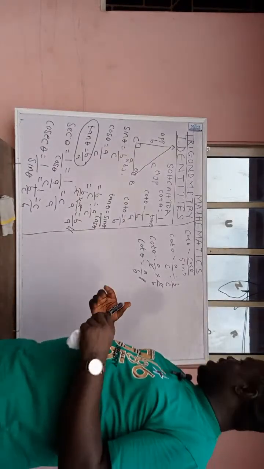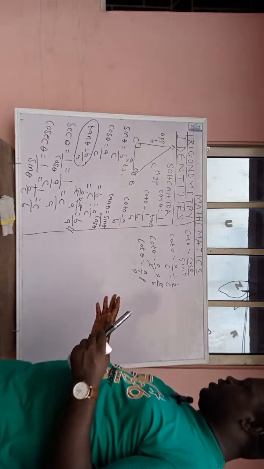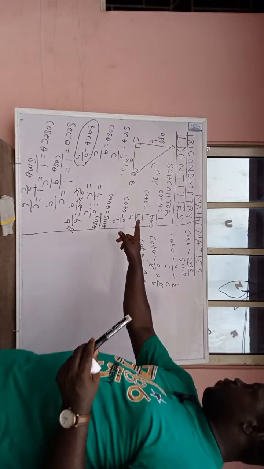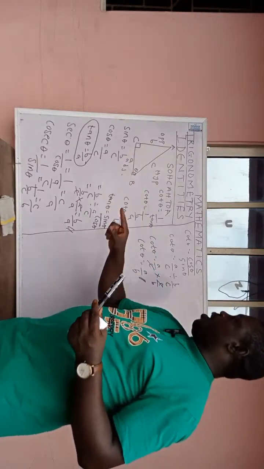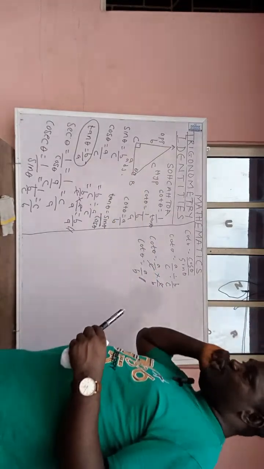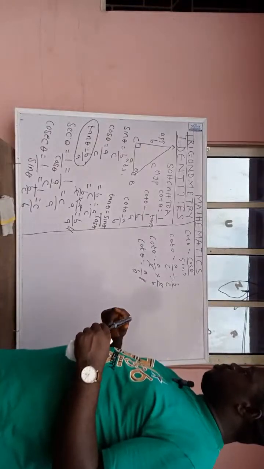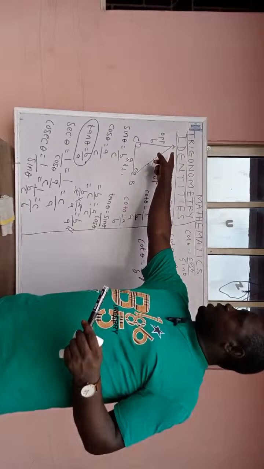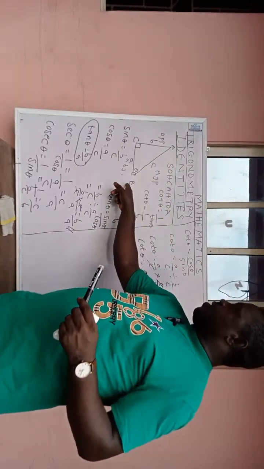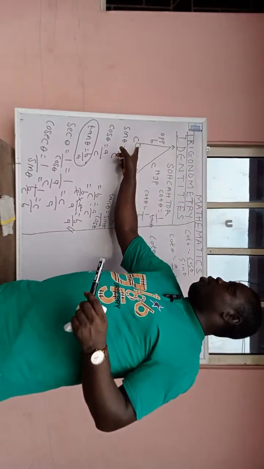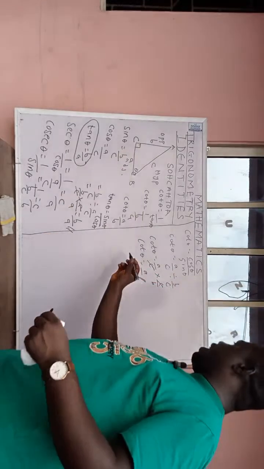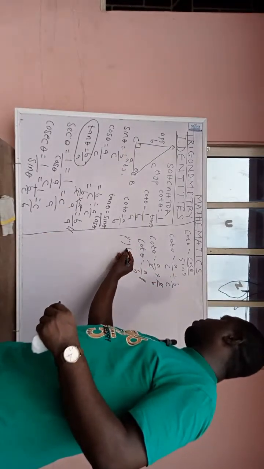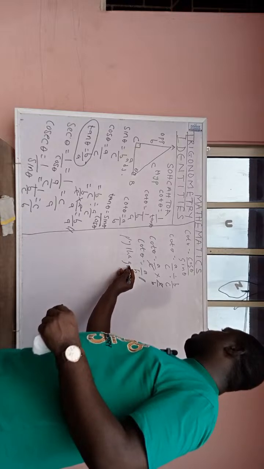Okay, that's clear enough. Now, the next thing I'd like you to note carefully is the fact that I want to use Pythagoras theorem. You know what we call Pythagoras theorem? Pythagoras theorem says that the square of the hypotenuse, meaning the longest side, is equal to the sum of the squares of the two other sides. That is Pythagoras theorem.